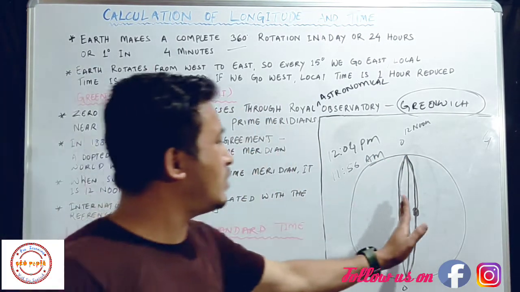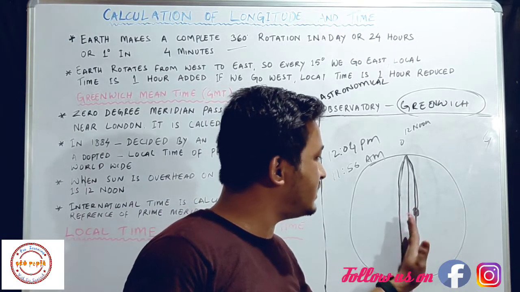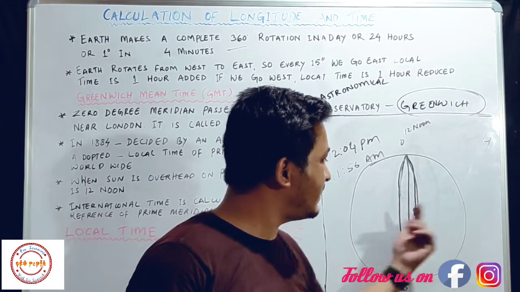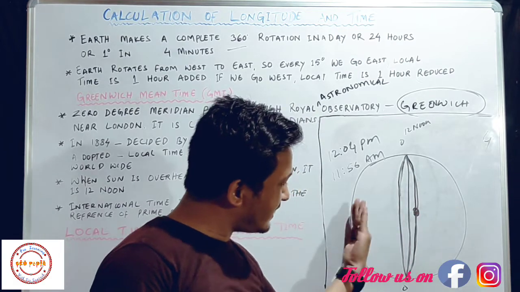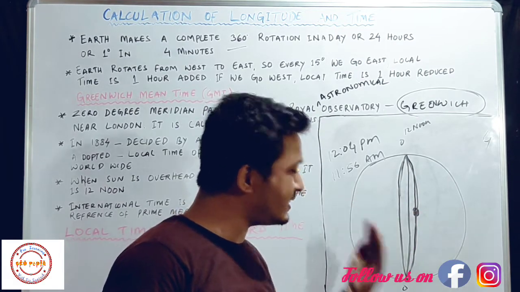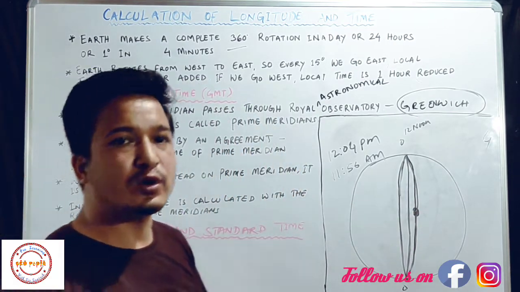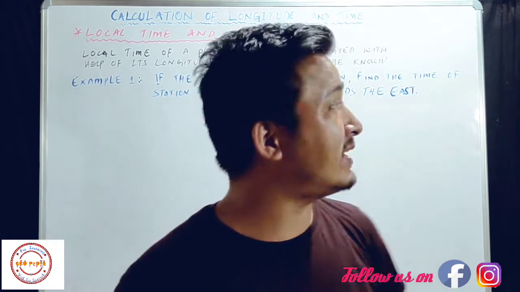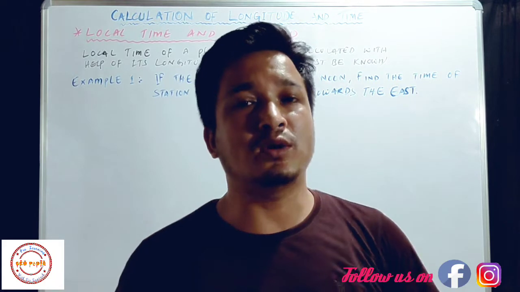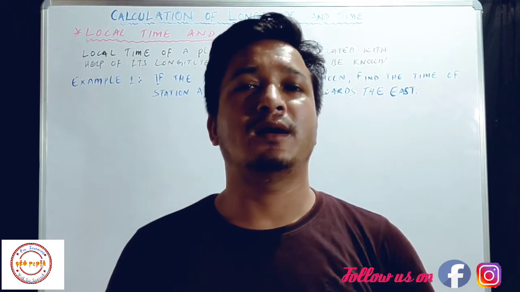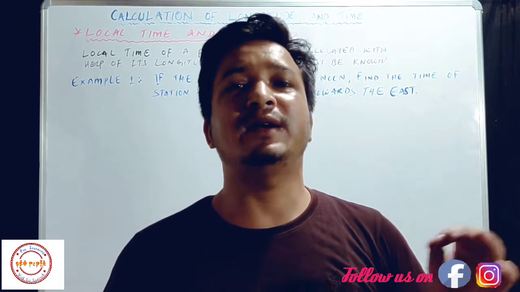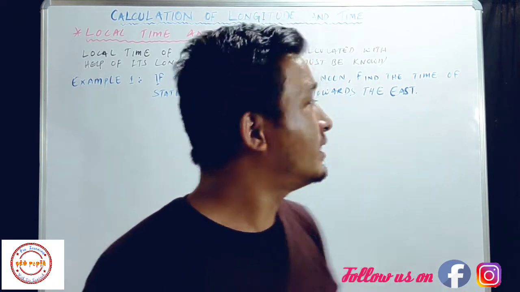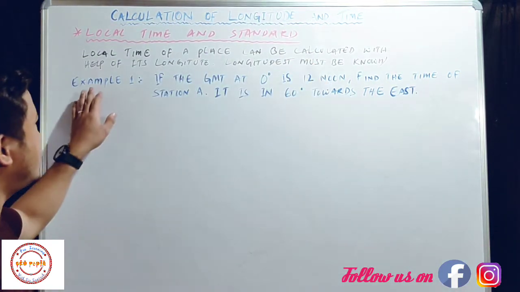Okay, if you go to the eastern hemisphere or east direction, then time will be added. If you come to the western direction or western hemisphere or west direction, then time will be reduced or deducted. So students, now let us see one example of how to calculate the time of a place if its longitude is given. Here you can see the first example, example 1.